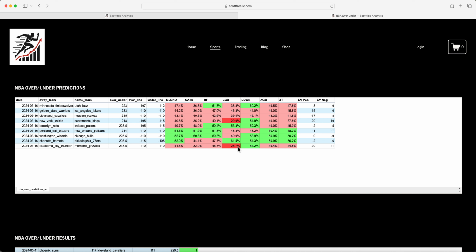So you can see here, let's just take an example. Washington Wizards, Chicago Bulls, the over-under is 225.5 points. And the CatBoost, which is the categorical boosting model, is predicting that this game will be over with a 61% probability. Well, what you're going to find out here is there are good models and bad models.